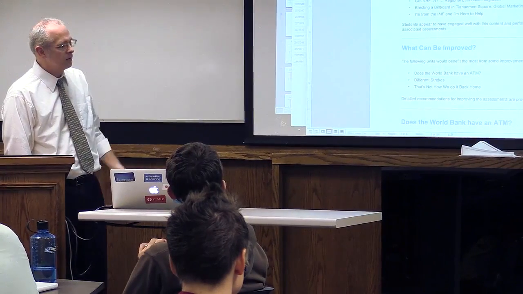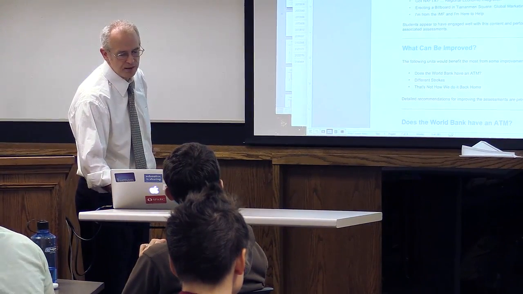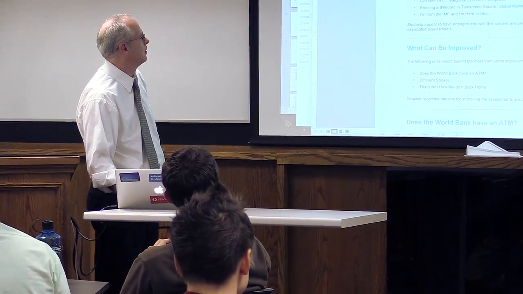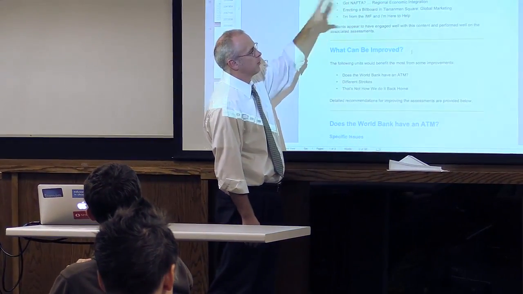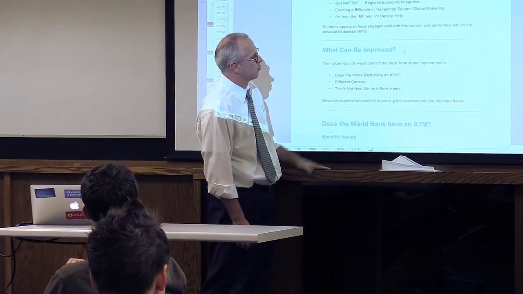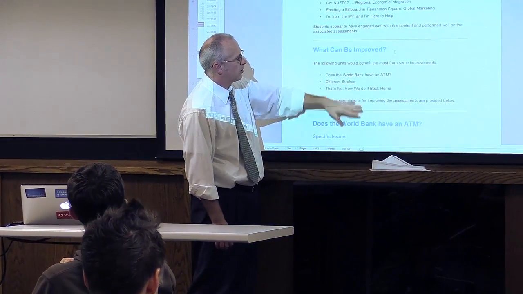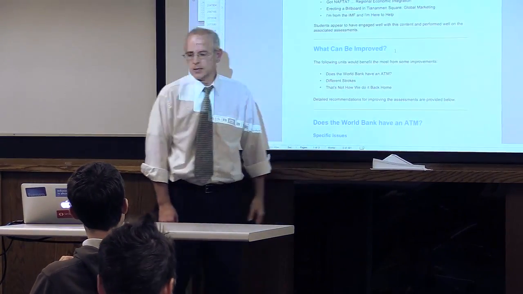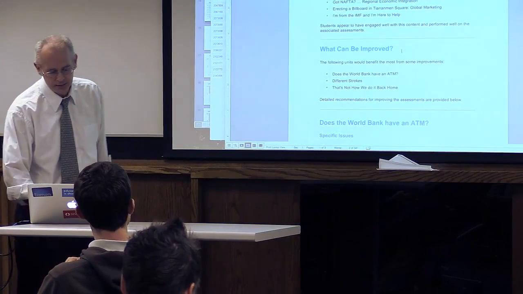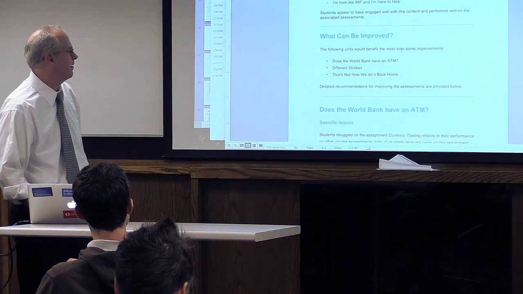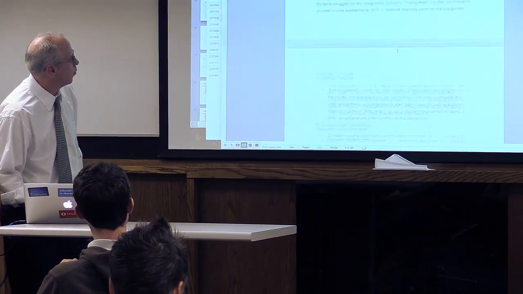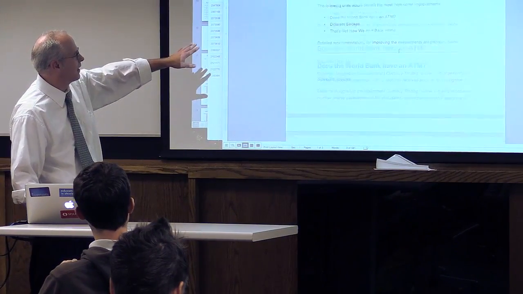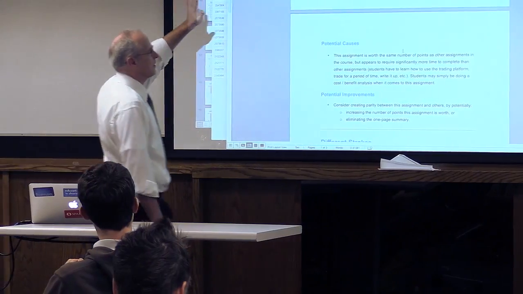Right, so we went through that data. We used those data to say, what were the most effective units? What were the units in the course where students did really well, they engaged with the content, they performed well on the outcomes? What are the places where there was improvement? You know, does the World Bank have an ATM? That unit needs some improvement, right? So not just identifying it, but then going through and saying, here's the specific issue.